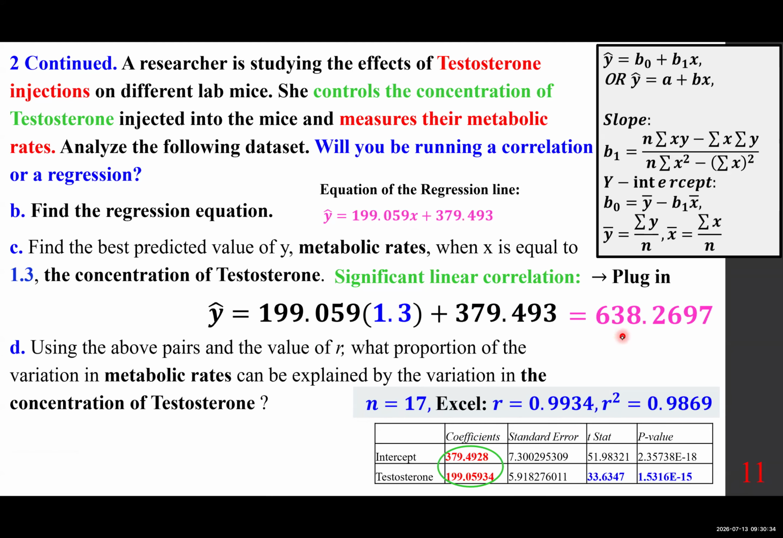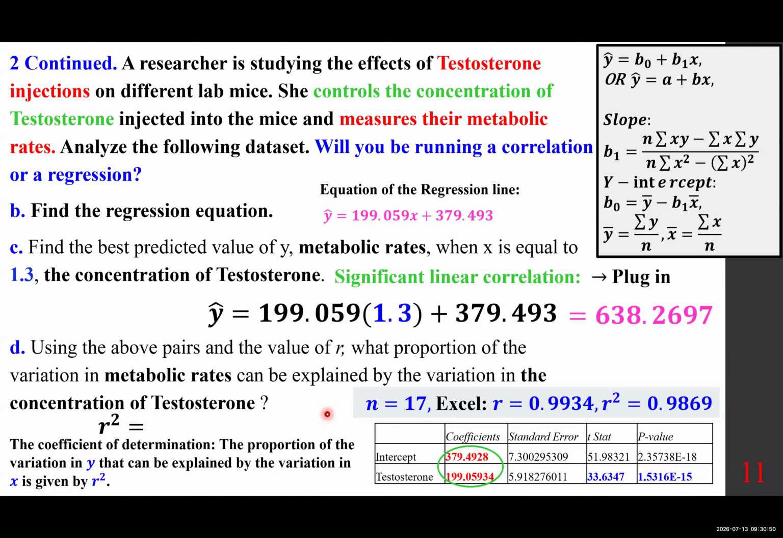Using the above pairs and the value of R, what proportion of the variation in metabolic rates can be explained by the variation in the concentration of testosterone? Accordingly, R squared, let me explain that. The coefficient of determination, the proportion of the variation in Y that can be explained by the variation in X is given by R squared, and this is the number, or 98.69%. You don't have to do any calculation, but you need to understand the concept, everybody.